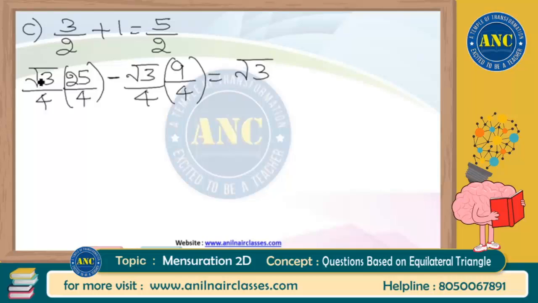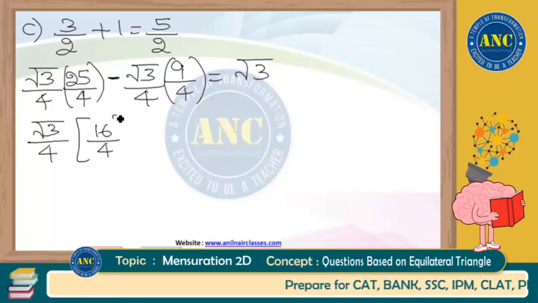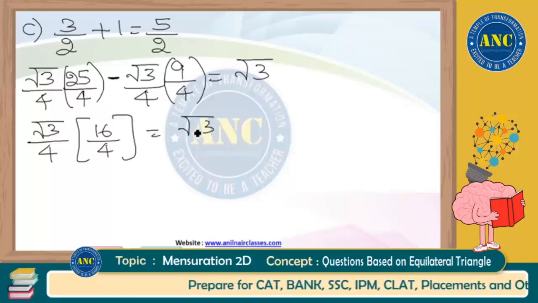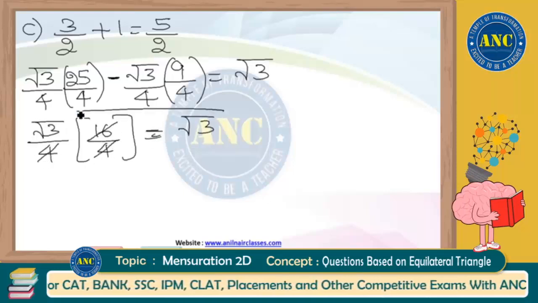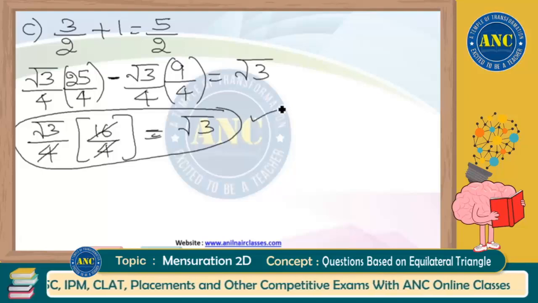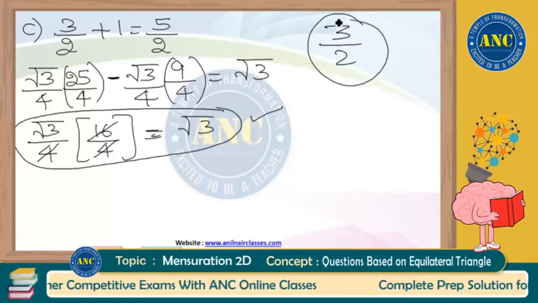Let us check it out. Root 3 by 4, if I take as common factor, this becomes 25 minus 9. It is 16. 16 by 4 is what I have. That means this is exactly equal to 4 into 4, 16 cancels with 16. Root 3 is equal to root 3. Left hand side is equal to right hand side. Therefore, the side value is 3 by 2.